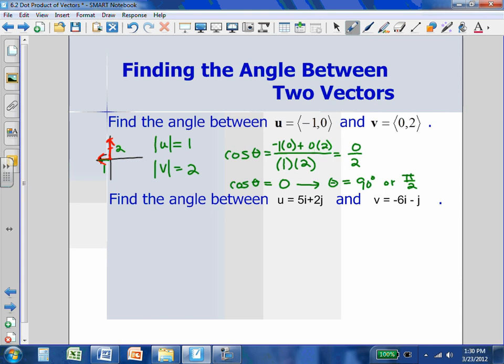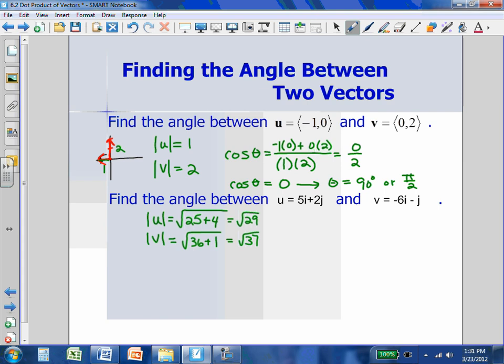All right, let's look at the next one. Find the angle between u and v. We've got these in a linear combination form instead of component form. So let's find our magnitudes first. We have u, and that's going to be the square root of 25 plus 4, 5 squared and 2 squared, so it's the square root of 29. The magnitude of v then is the square root of negative 6 squared plus negative 1 squared, which is just 1. So this is the square root of 37.